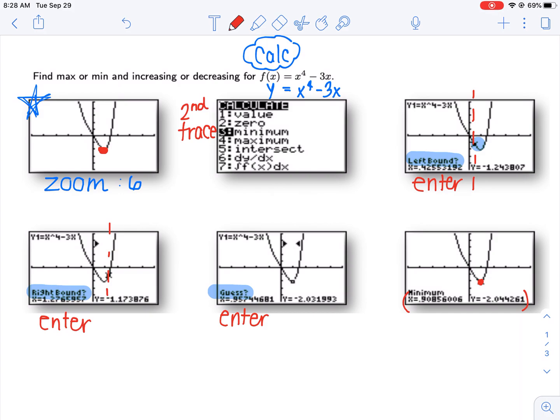Then this will be your x, y coordinate of your minimum. Please be careful as you're doing this. If you have questions, bring them to class. But how I would write this is the minimum. When I round, I'll probably just round to 3 decimal places, so 0.909, comma negative 2.04.